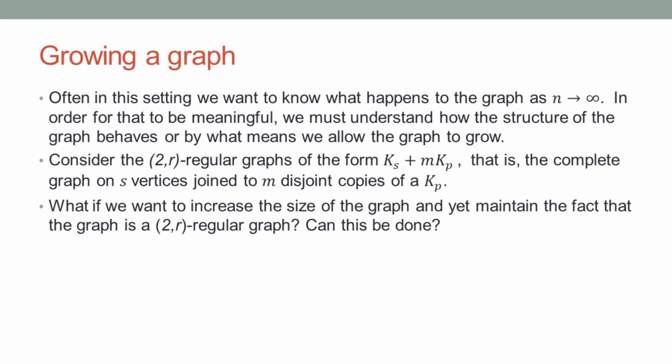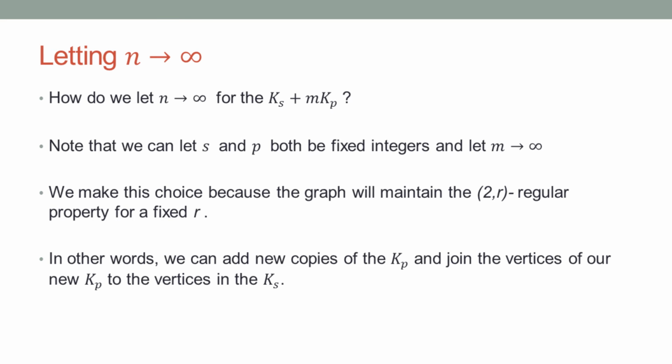So if we want to increase, as I was saying, the size of the graph, the general form is a KS plus M copies of a KP. In the previous example, S was 3, P was 2. But in general, if we're looking at a KS plus M copies of a KP, what we want to do is grow the graph by increasing M. It's important to note that what we're doing is let S and P be fixed integers.